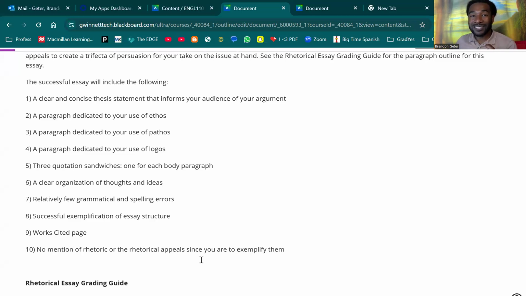You are not to say rhetoric, you are not to say rhetorical, you are not to say ethos, pathos, and logos. You're not to say those things. Those are no-nos. Just don't mention them. You are to exemplify the use of those things. And you'll see how to use them in the lessons that I have for you.